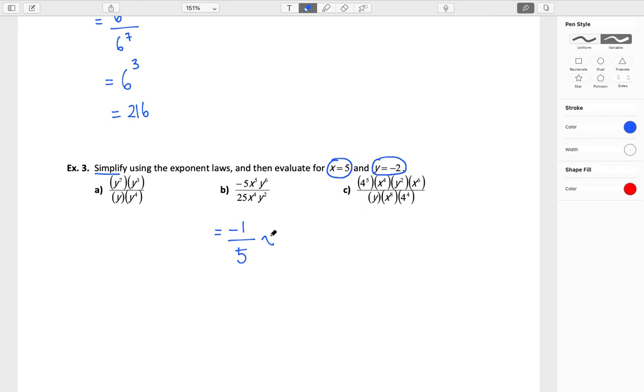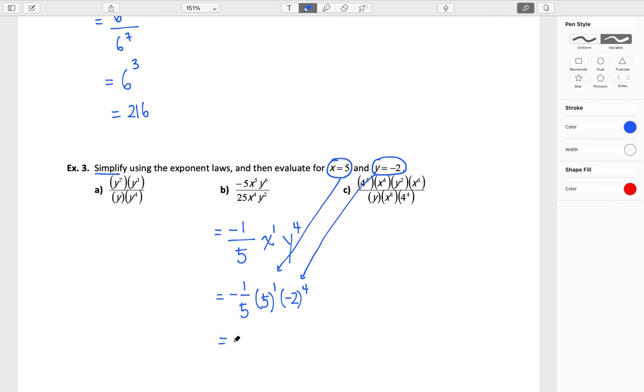And then with x, we're dividing it. So we have to subtract the exponent. 5 minus 4 is 1. And then y, 6 minus 2 is 4. So we simplified using the exponent law. Next, what we're going to do, we're going to plug it in. Every time we plug it in, we have to put a bracket. So -1/5. So for x, I'm putting it as 5 to the 1. And for y, I'm plugging in -2 to the 4.